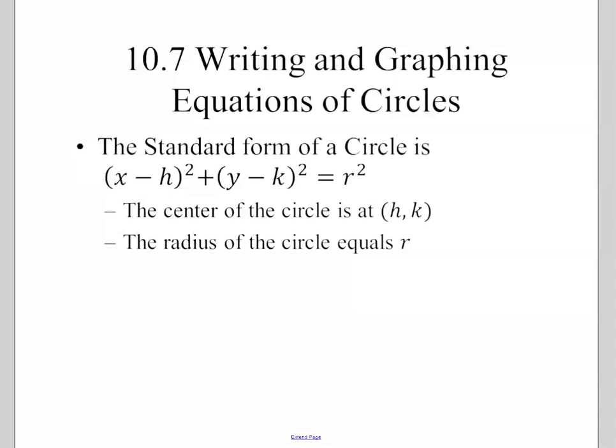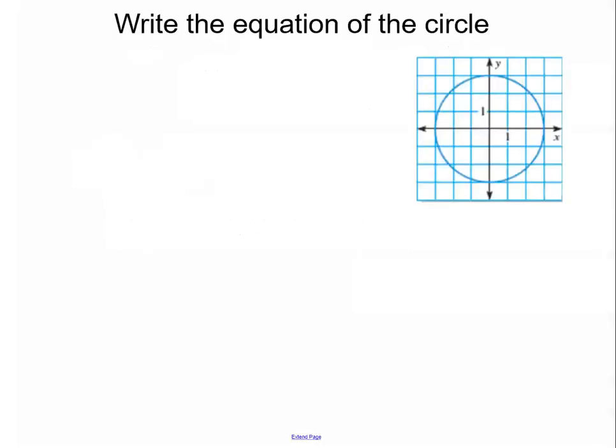First thing we're going to do is write some equations of circles. So here we want to write the equation of a circle. First, we need to find the center. Looking at this picture, we can see that the center of this circle is right there at 0, 0. Then we need to figure out what the radius is, and that's 3. So now we can plug that into the formula.